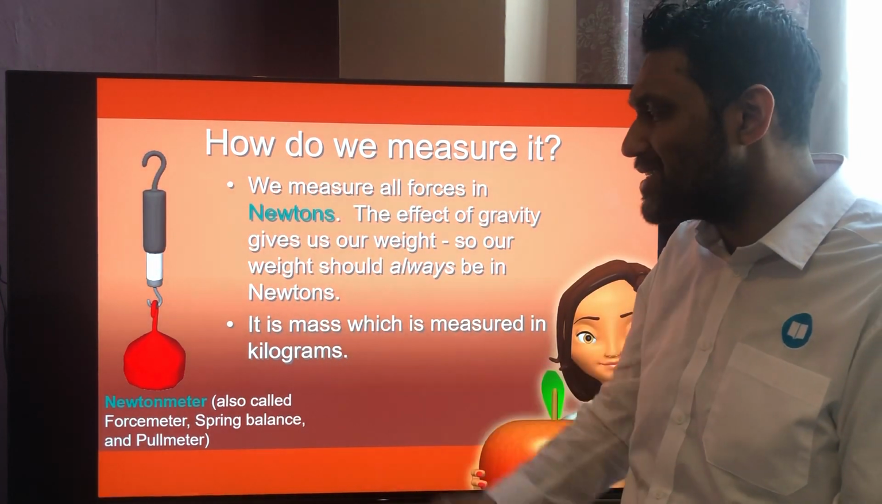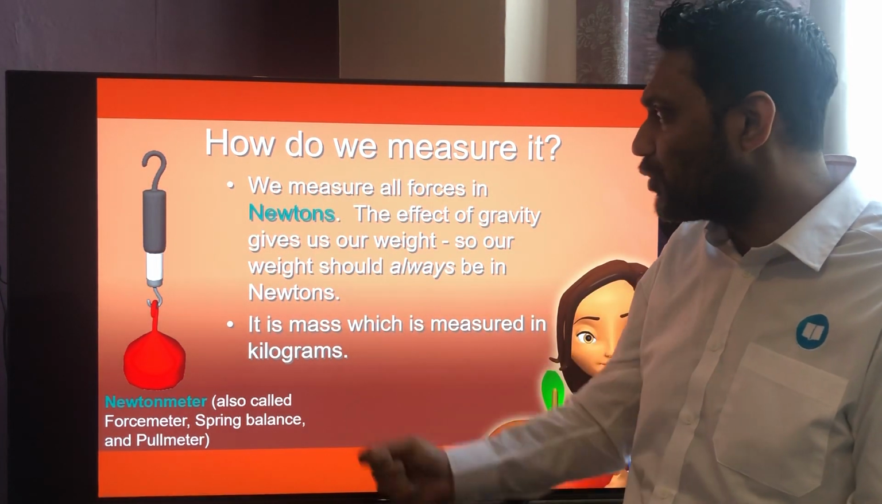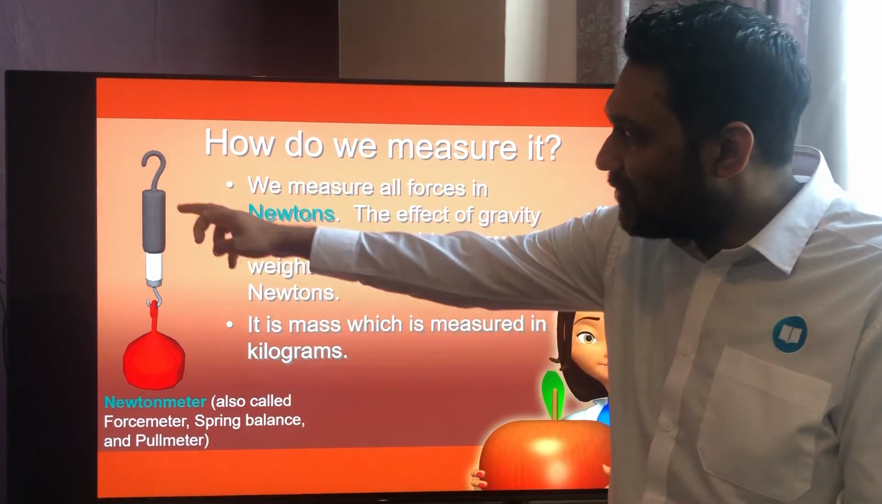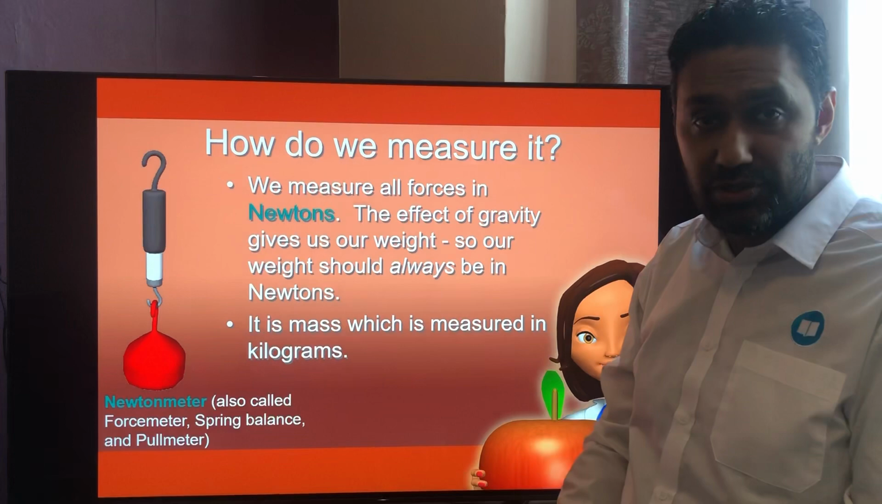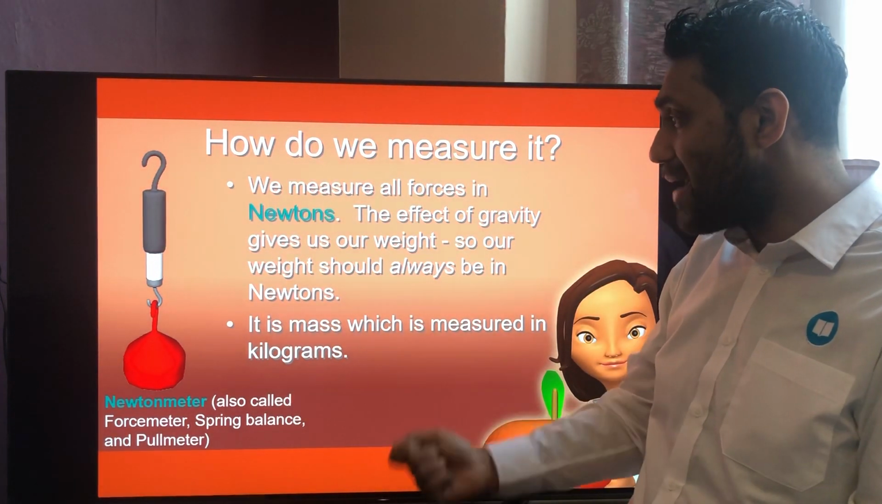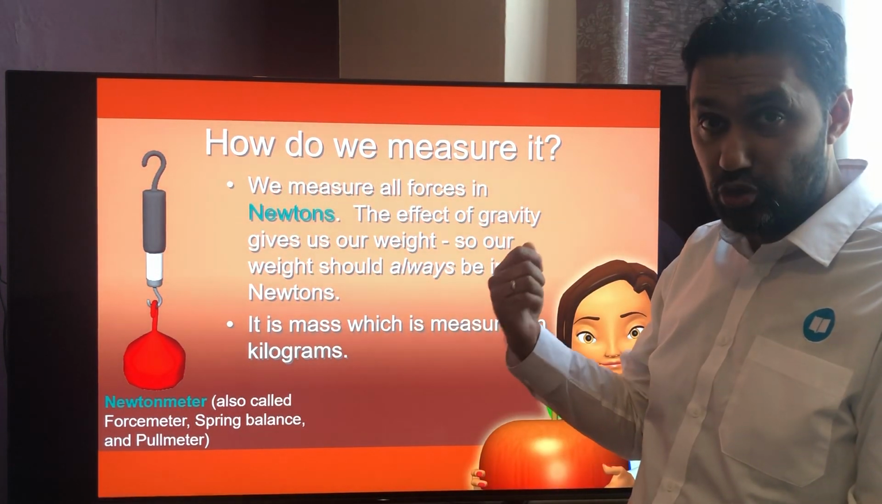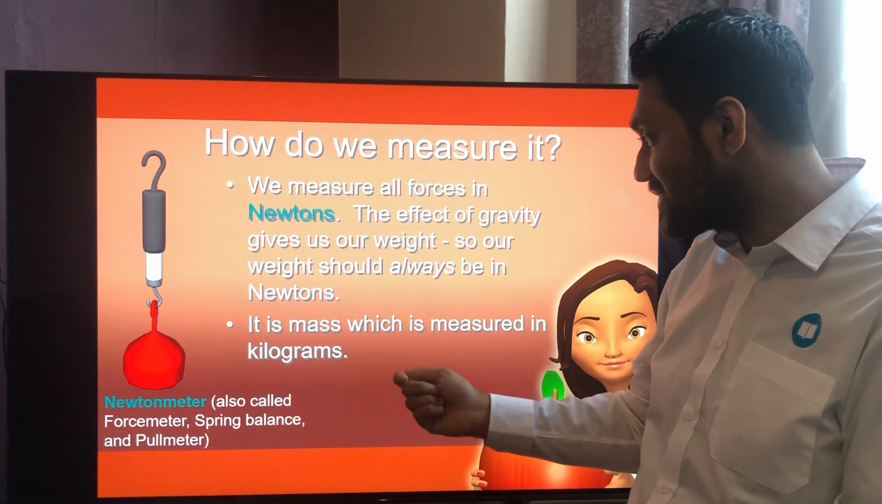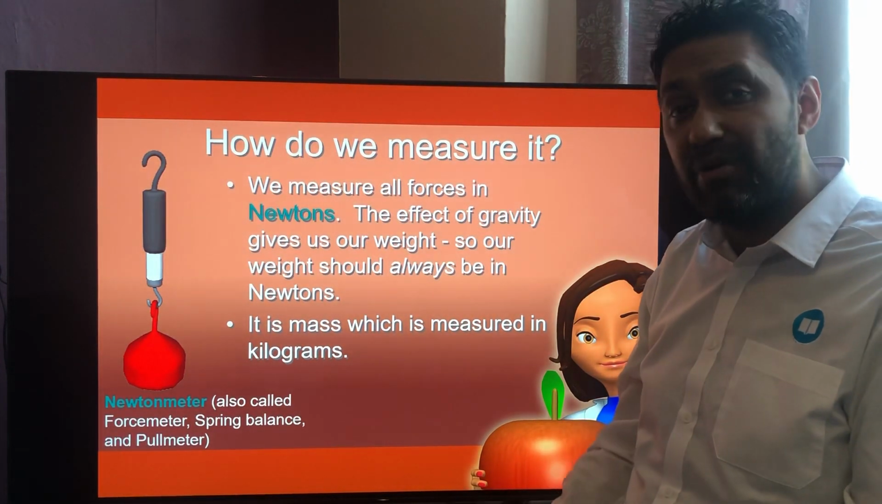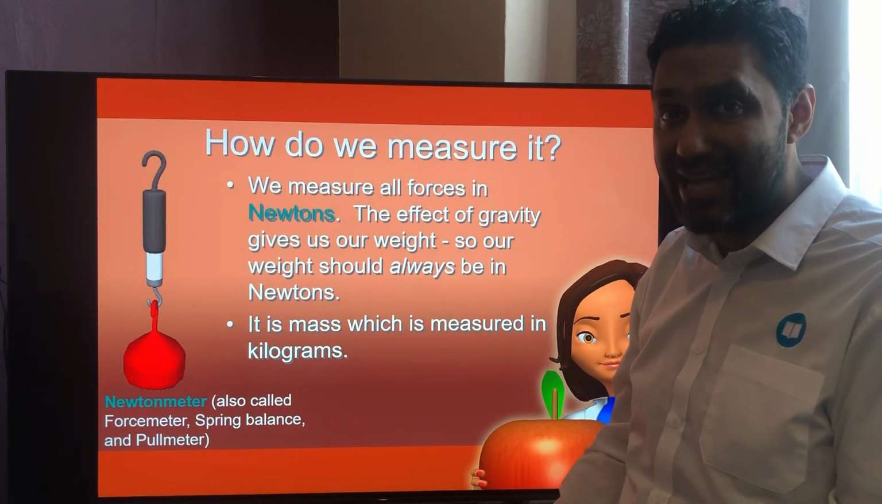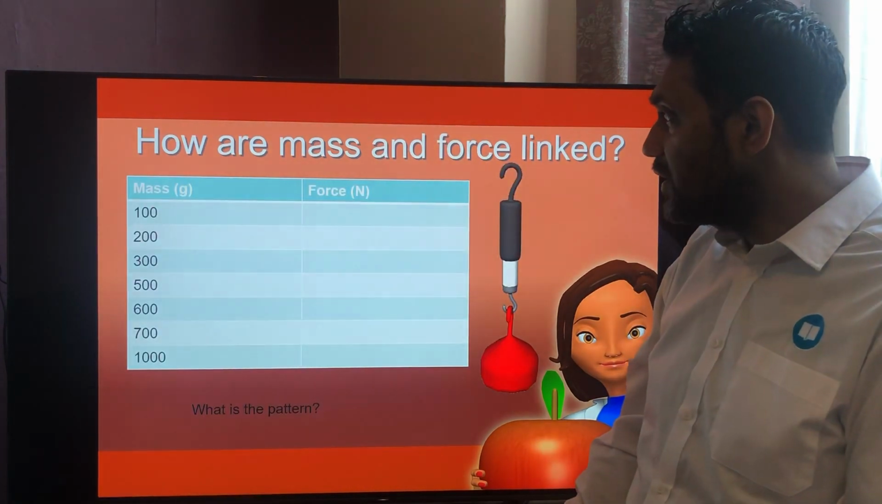You can call it a force meter or a Newton meter, and it's just a spring that stretches, and you have a little needle in there, and it will measure like 1 Newton, 2 Newtons, 3 Newtons, and so on. So your weight is a measure in newtons, but mass is measured in grams and kilograms. Okay, so a kilogram of apples would actually weigh 10 newtons.